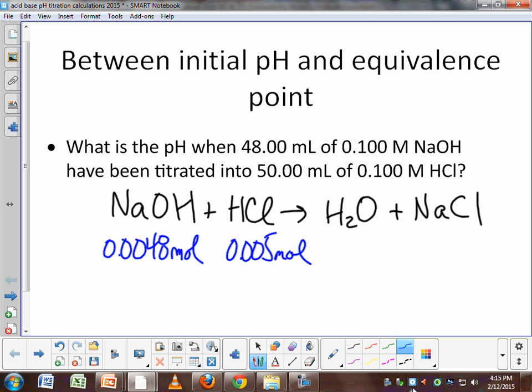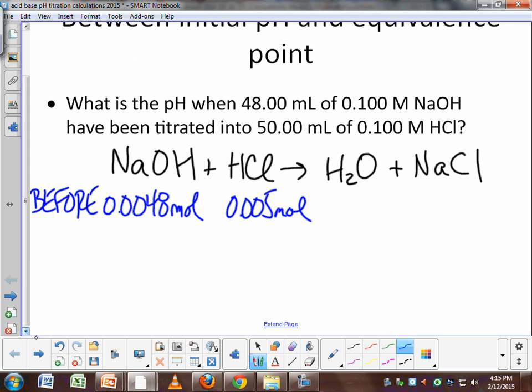And then I introduced this idea of a BCA chart. In a BCA chart, the initials stand for before, change, and after.